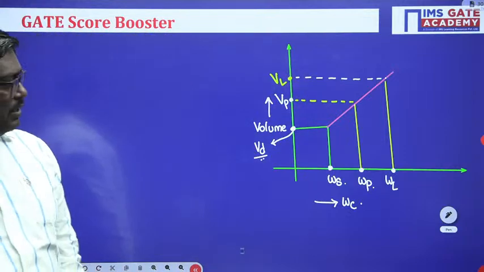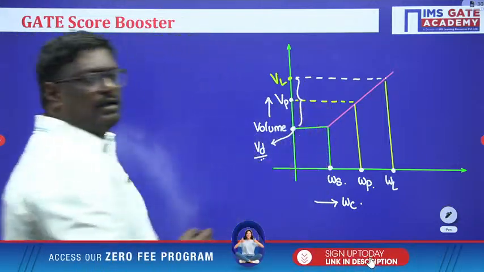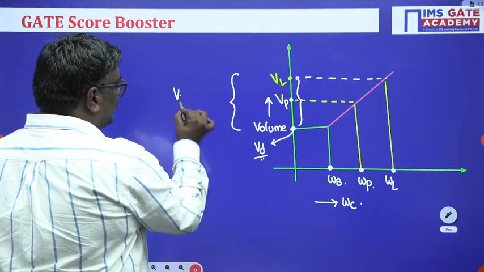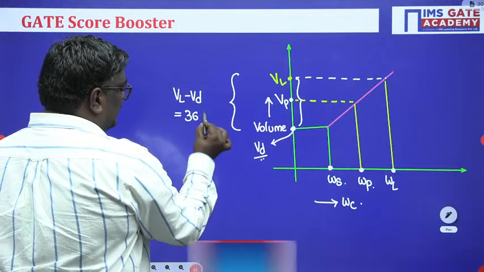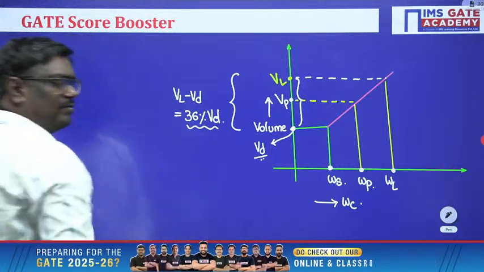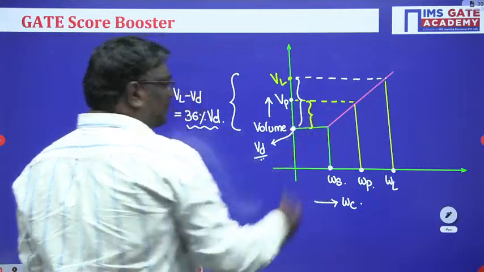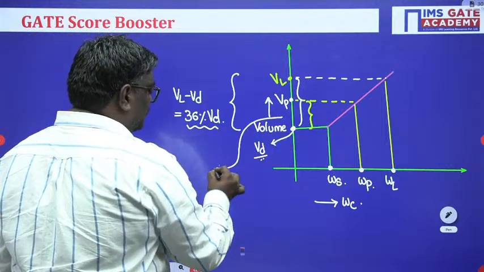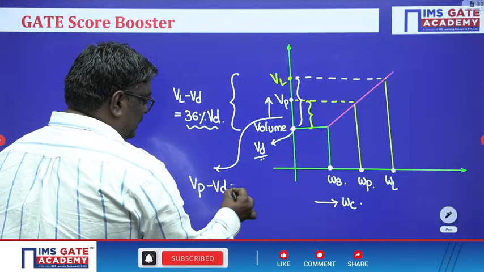Yes, VL. Now see, students, in this problem they have clearly told the given data: the difference VL minus VD is equal to 36% of dry volume. What, sir? 36% of dry volume. Similarly, the volume change from VP to VD. The volume change from what, sir? VP minus VD is given as how much?